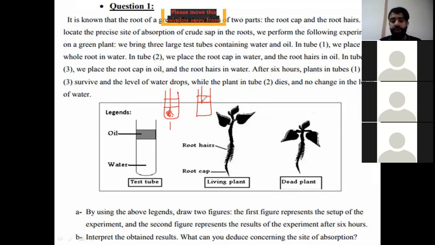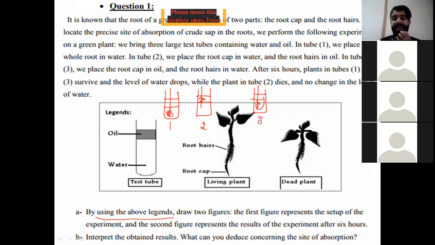In the oil. So this is the root cap only in water, and the root hairs are placed in oil. We have to use these legends to draw the figures. This is tube 2. While in tube 3, they put the root cap in oil while the root hairs are in water. So they put the plant here. Let's say these are the root hairs, placed here in water, and the root cap is placed in oil. This is tube number 3.